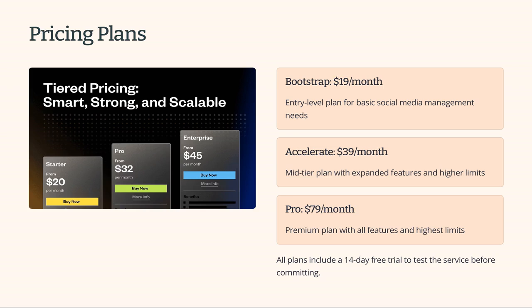SocialBee offers three main pricing plans: Bootstrap, Accelerate, and Pro. The Bootstrap plan is $19 per month, Accelerate is $39 per month, and Pro is $79 per month. Each plan offers different features and limits, so you can choose the one that best suits your needs. They also offer a 14-day free trial to test the service.